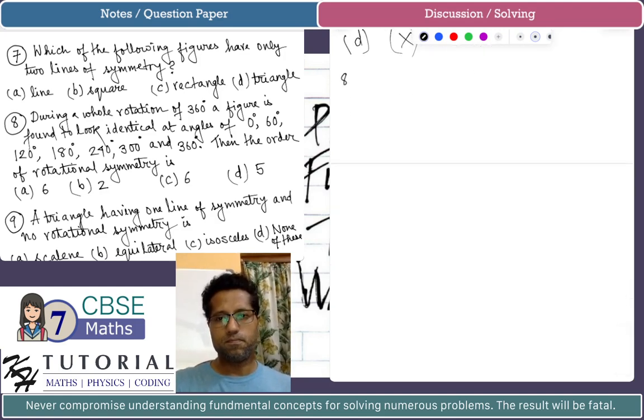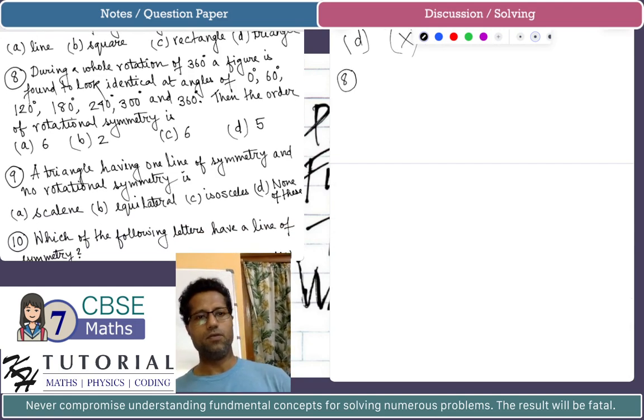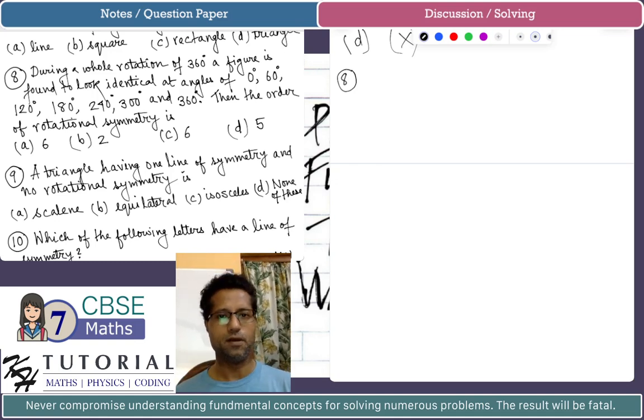Okay, let's do problem number 8. It is saying, during a whole rotation of 360 degrees, a figure is found to look identical at angles of 0 degrees, 60 degrees, 120 degrees, 180 degrees, 240 degrees, 300 degrees, and 360 degrees. Then the order of rotational symmetry is, okay. Now always remember that for a figure, whatever that figure is, the given figure is considered to be at 0 degree angle.